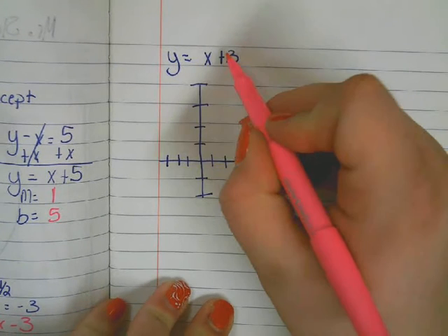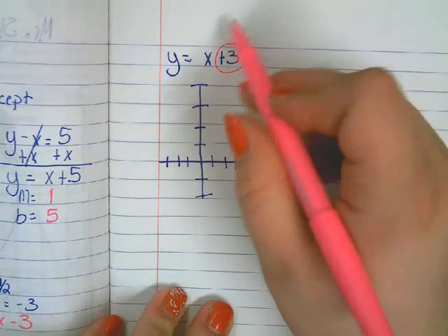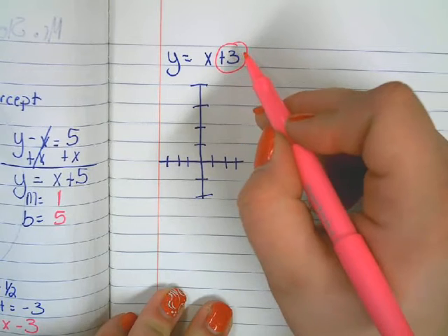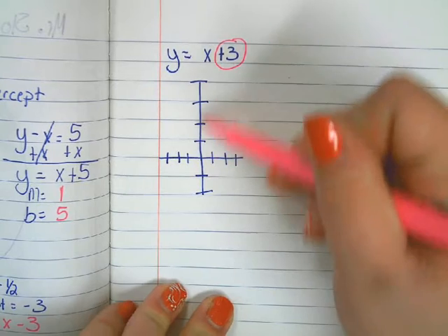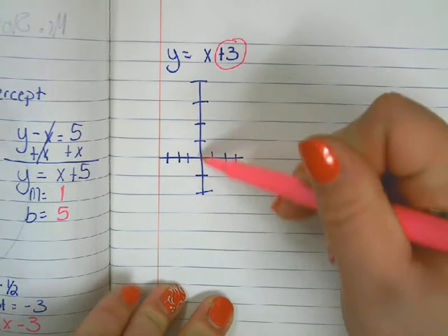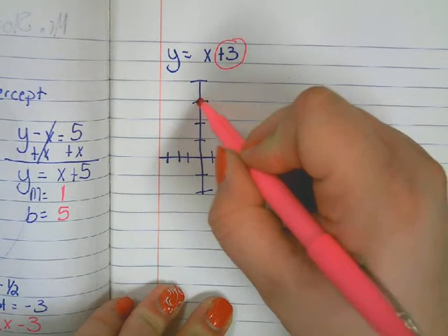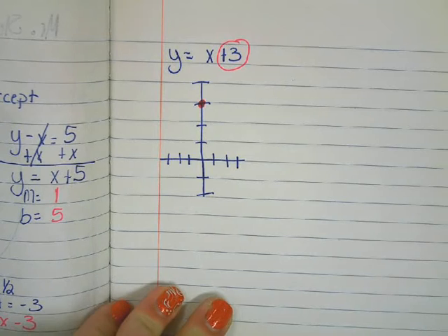So remember, your y-axis is going up and down. If it's positive, you'll be in the top part. If it's negative, you'll be in the bottom. Okay, so +3 is right there. What is my slope? When there's no slope, what is it? 1. 1 over 1, right? So it's a positive 1 over 1. So from here, I'm going up 1 and right 1.